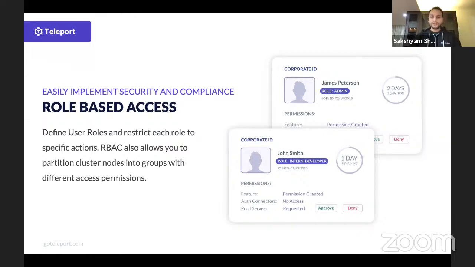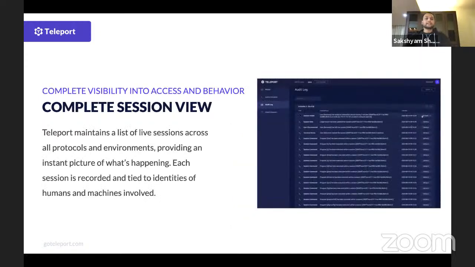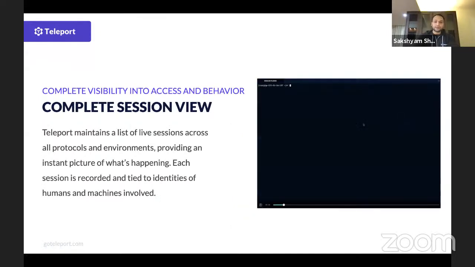For example, a junior developer might not need root access to production servers. So role-based access control helps you define such boundaries within your infrastructure, such that only the users that are required to access servers or services are actually authorized to access those services. Next, Teleport supports complete session recording and replay.